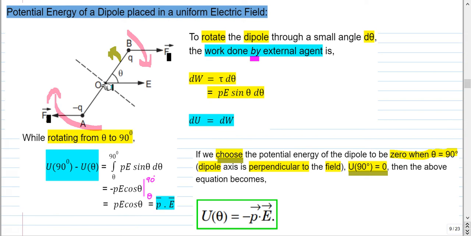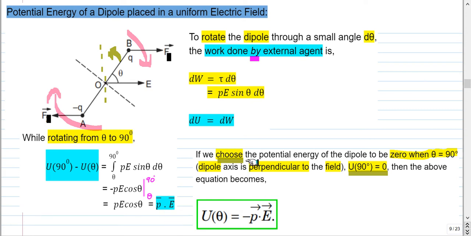So suppose we rotate this dipole from this position theta to the vertical position, which is theta equal to 90 degrees. Then the total work done will be the integral of this dW from theta to 90 degrees. That work done will go into increasing the potential energy of the system. So the final potential energy corresponding to the 90-degree position minus the initial potential energy, that is the theta position. Integration of sin theta will give minus cos theta, and putting in the limits we get PE cos theta, and that can be written as P dot E, where theta is the angle between the P and E vectors.